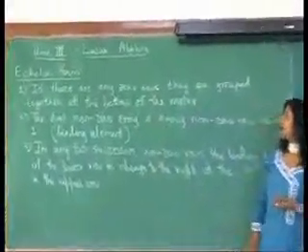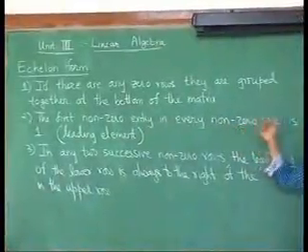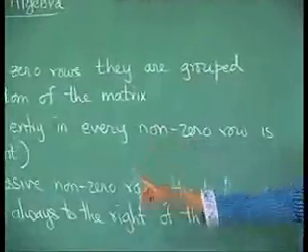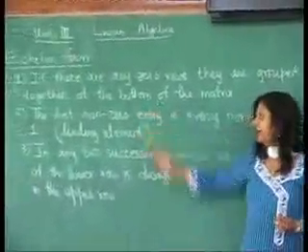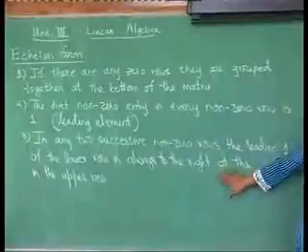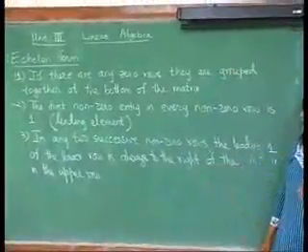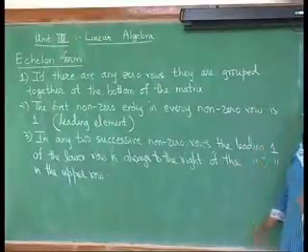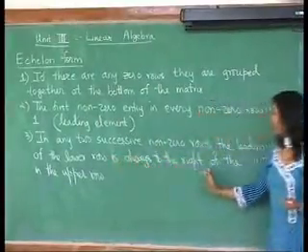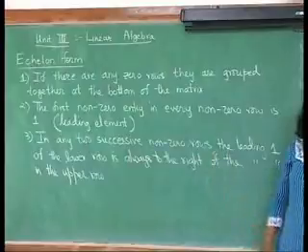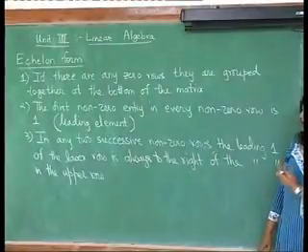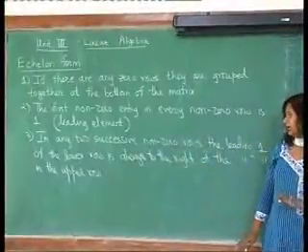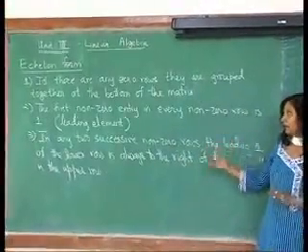Then look at any non-zero row. The first non-zero entry in such a row should be 1. We will call it the leading element. And the third is regarding the position of the leading elements. In any two successive non-zero rows, the leading one of the lower row should be to the right of the leading one in the previous row. It's a little difficult to just leave it in this form and understand it, so it's best to look at a few examples.